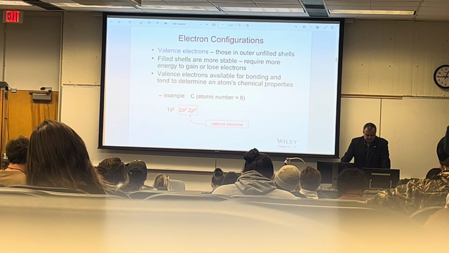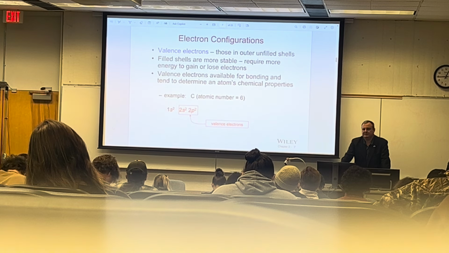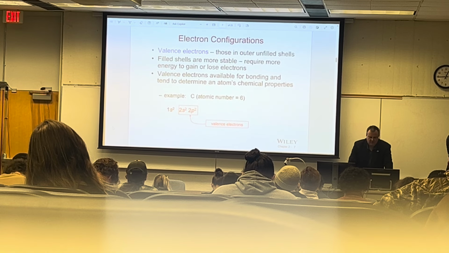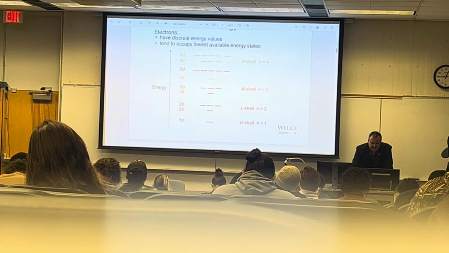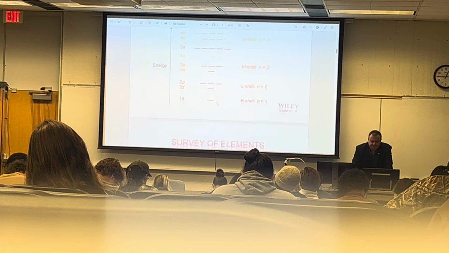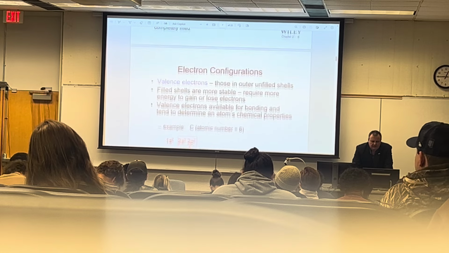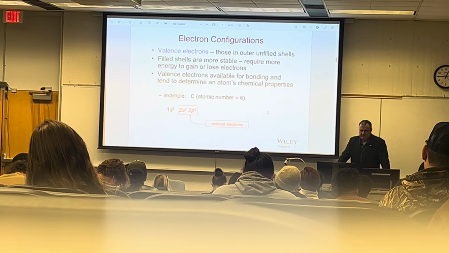Filled shells are more stable, meaning that they require more energy to gain or lose electrons. Why is that? Because there's a certain energy associated with transferring an electron from one shell to the other, which is also possible. Right? They told you this in chemistry. And these valence electrons participate in the bonding.